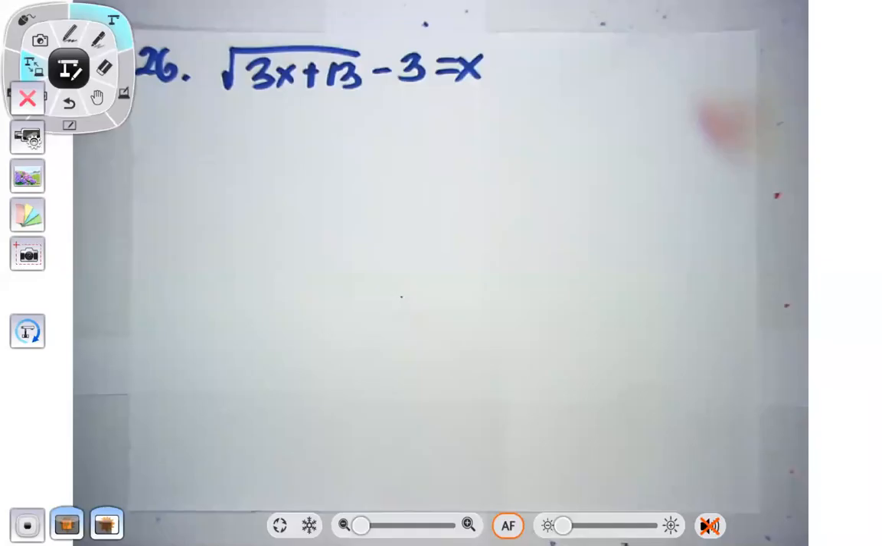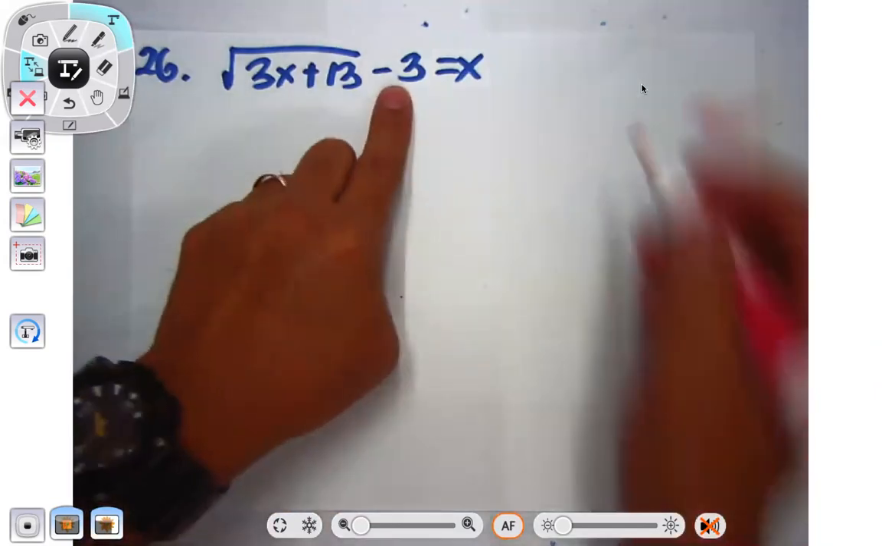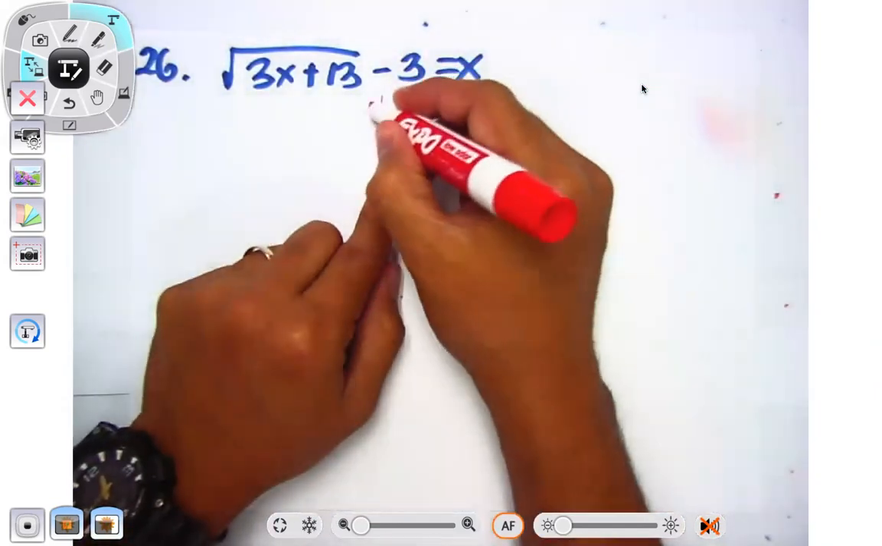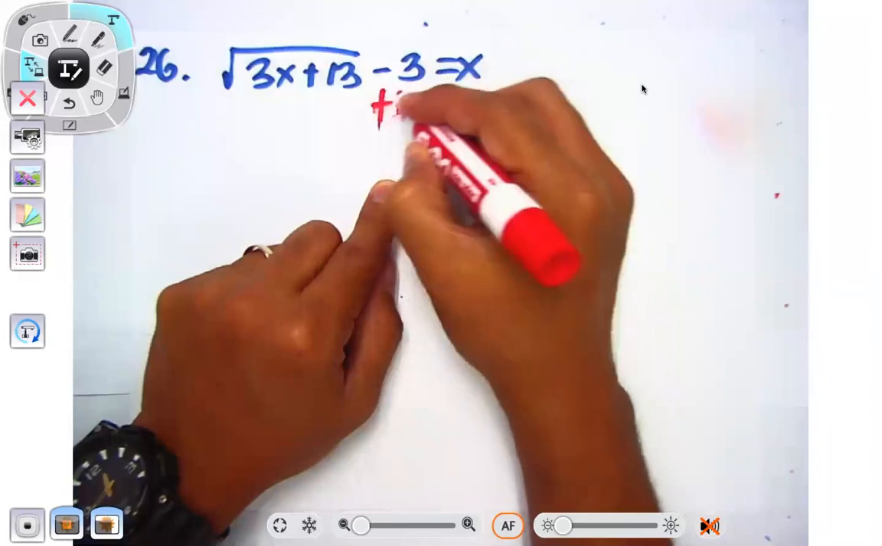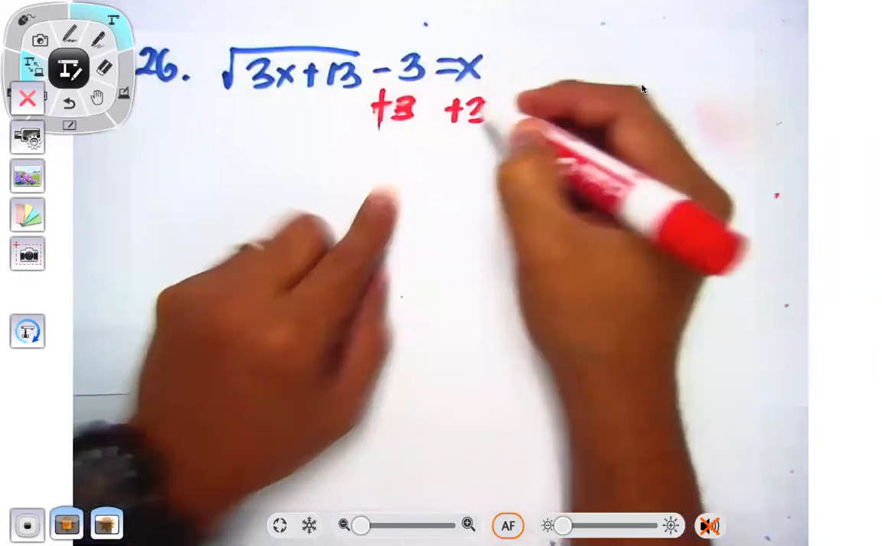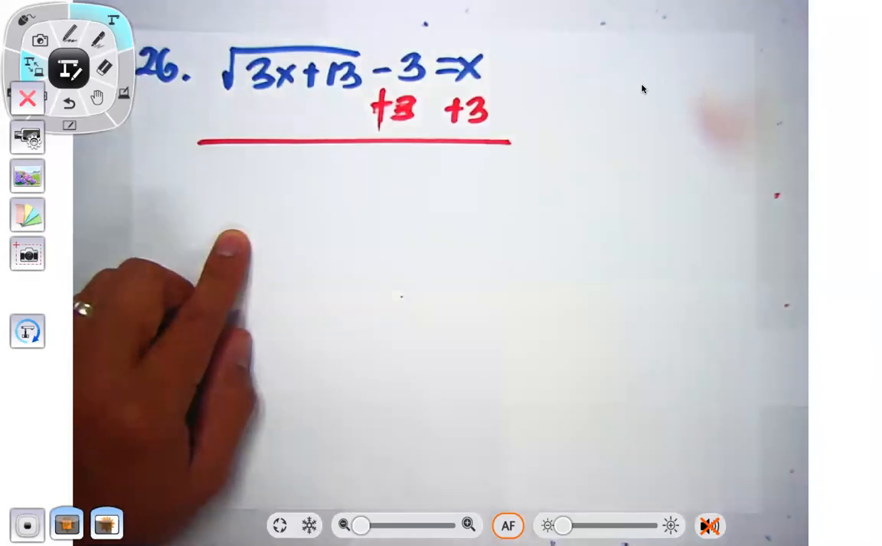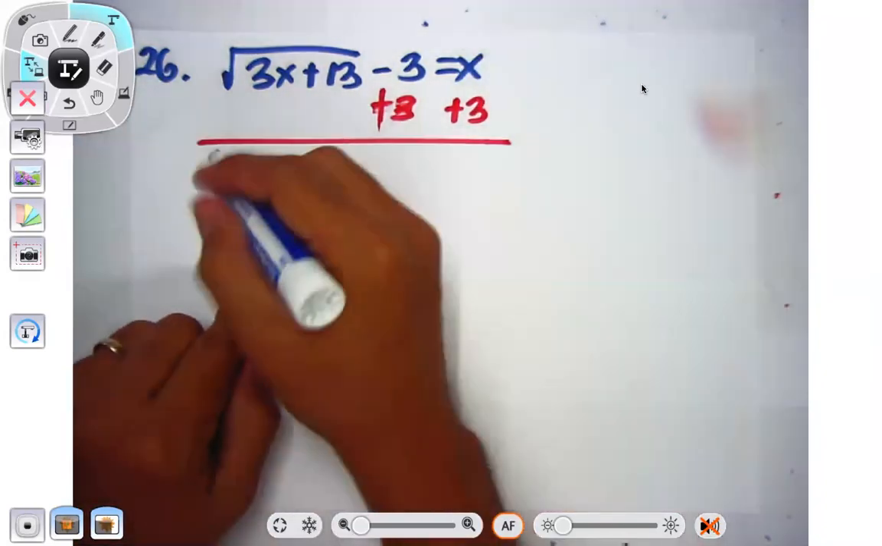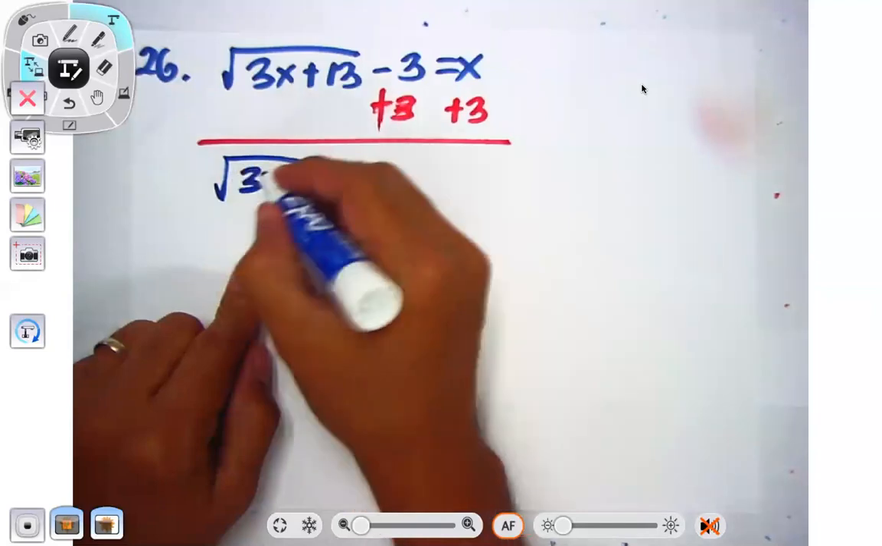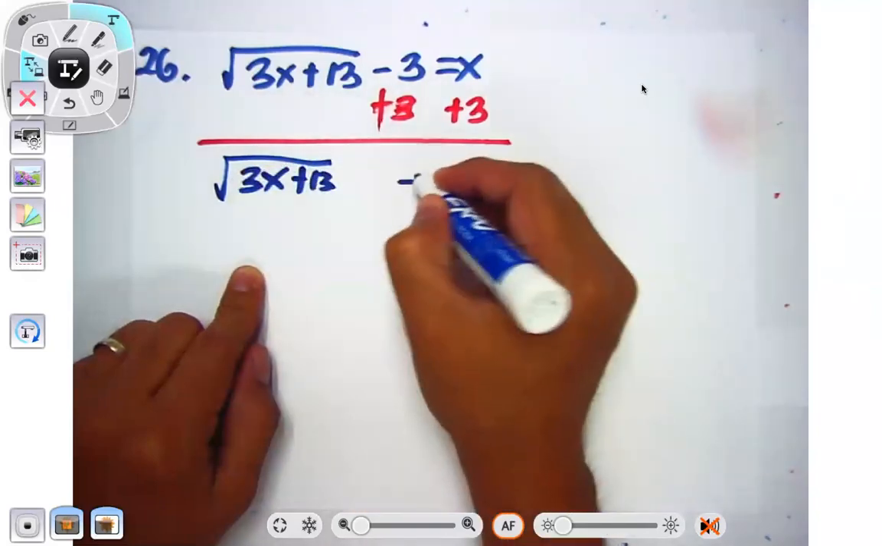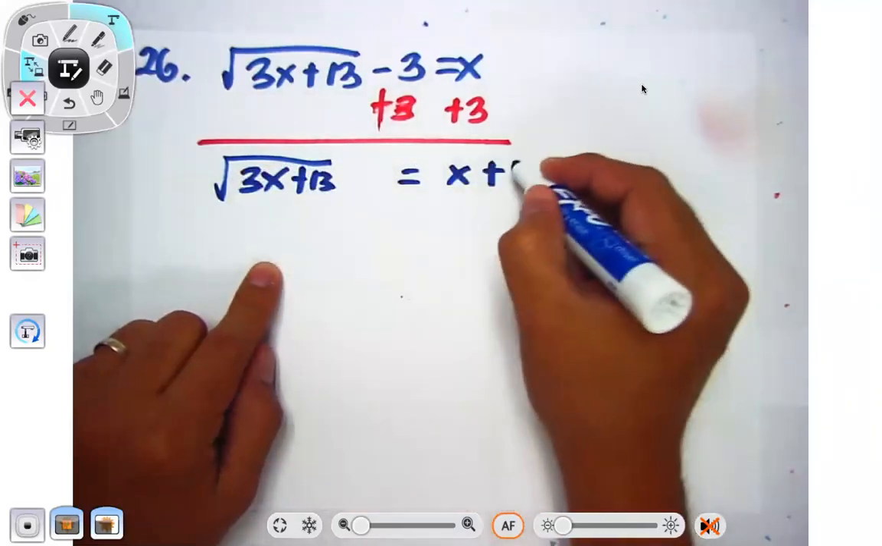You have the square root of 3x plus 13 minus 3 equals x. We'll need to isolate the radical expression on the left side. So we must get rid of negative 3 here, and we can do that if we add both sides by 3. So what do we have there? We have the square root of 3x plus 13 equals x plus 3.